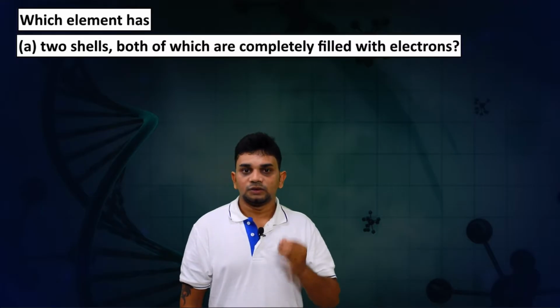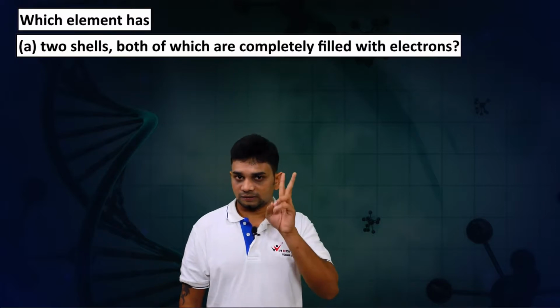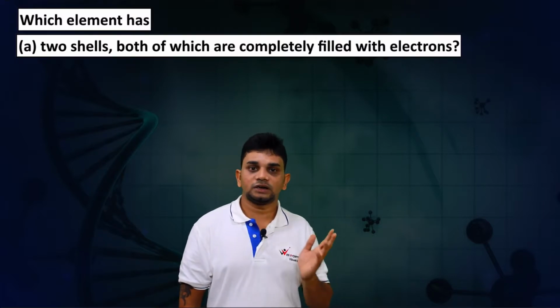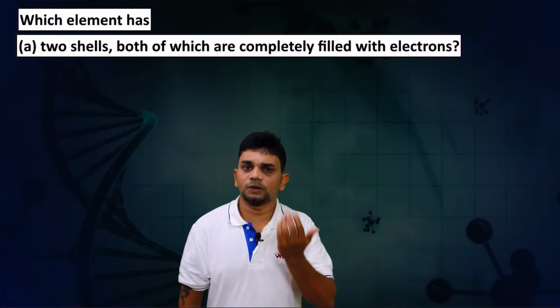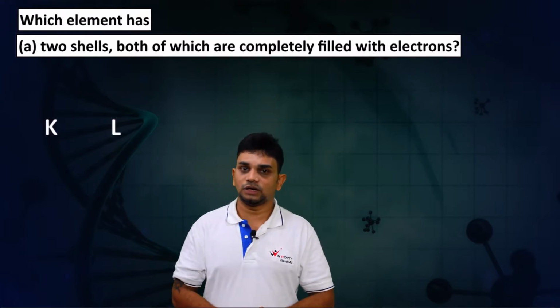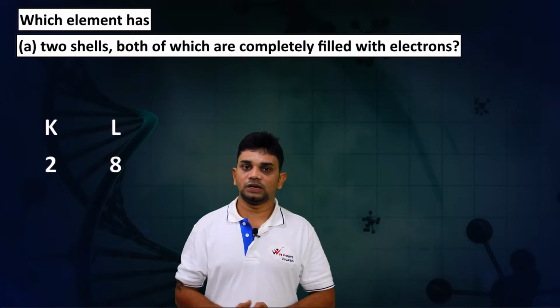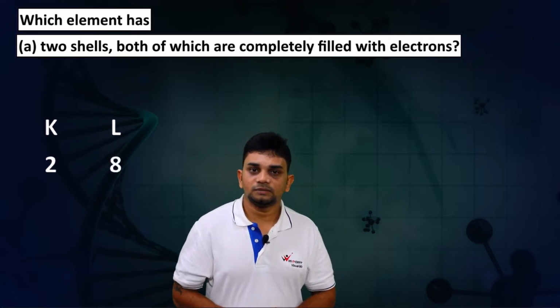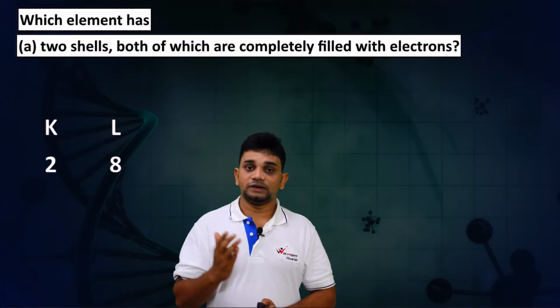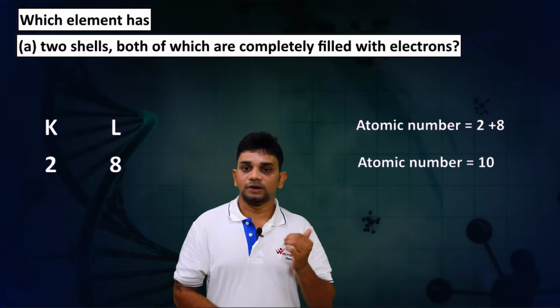Which element has 2 shells, both of which are completely filled with electrons? There are 2 shells, and both are completely filled. What will be the configuration? K shell, L shell. K shell 2, L shell 8. Now it is completely filled with electrons. Can you identify the element? 2 plus 8, 10. Atomic number is 10. The element is neon.